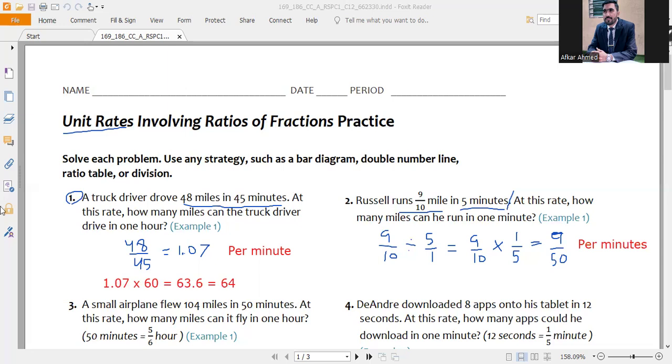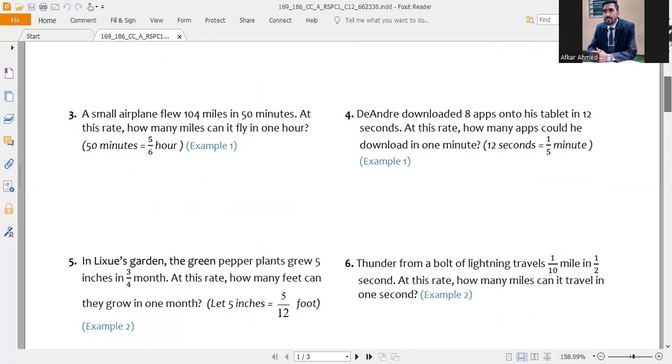Okay, let's move towards question number three. Question number three is the same. You have to divide first. A small airplane flew 104 miles in 50 minutes. Again, let me first calculate it for 1 minute because he's asking to calculate it for 1 hour. So how can I calculate if I don't know how many miles it will cover in 1 minute? So for this one, I will again divide 104 by 50. If you divide it, you can calculate how many miles the airplane will cover in 1 minute.